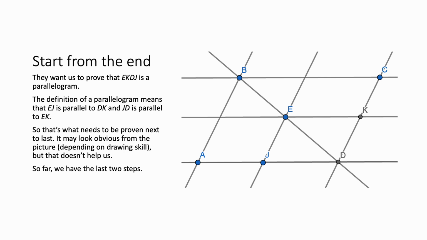All right, so now we already have the last two statements of our proof, and the last two reasons. The last statement, last reason, is EKDJ is a parallelogram by definition. The next to last step is going to be EK is parallel to JD and EJ is parallel to KD. So that's your last two statements right there.